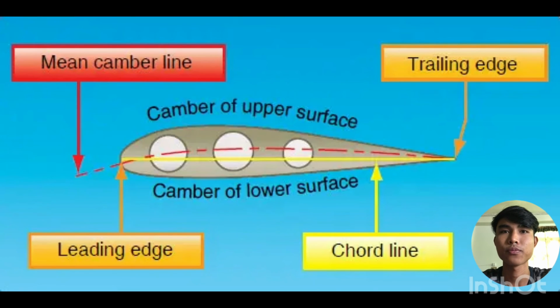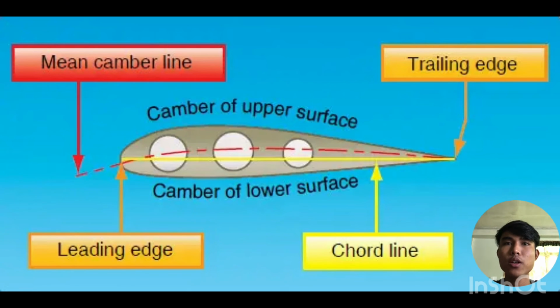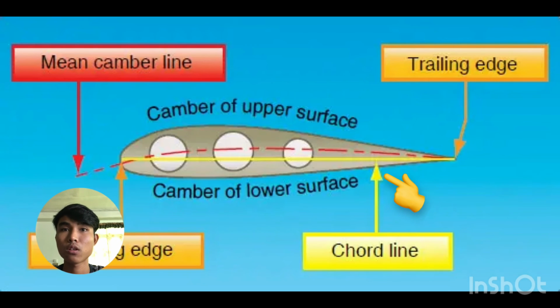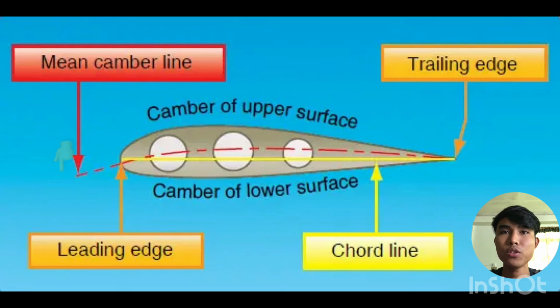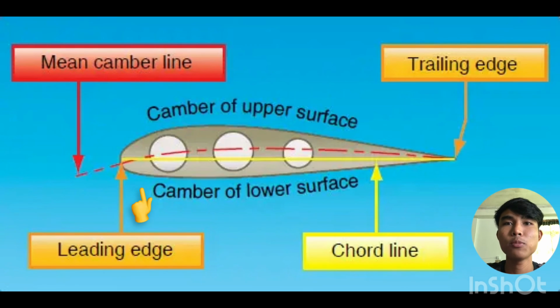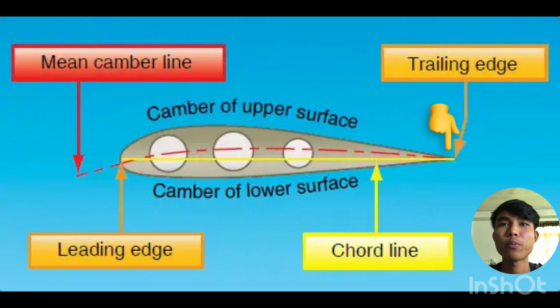Airfoil design. There are four parts of this: the chord line, the mean camber line, the leading edge, and the trailing edge. Chord line: a straight line connecting the leading and trailing edge of an airfoil. It is the line joining the end points of the mean camber line. Mean camber line: the locus of all points equidistant from the top and bottom of the airfoil. Leading edge: the most forward point of the mean camber line. Trailing edge: the most rearward point of the mean camber line.